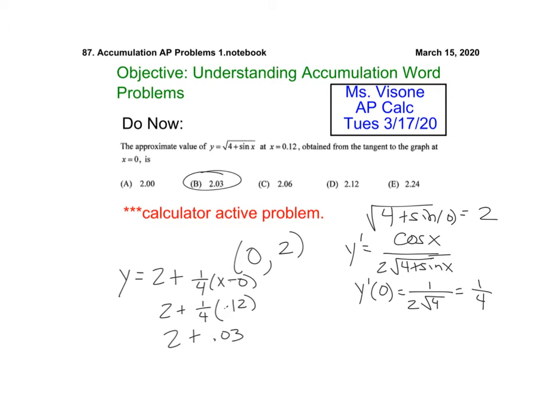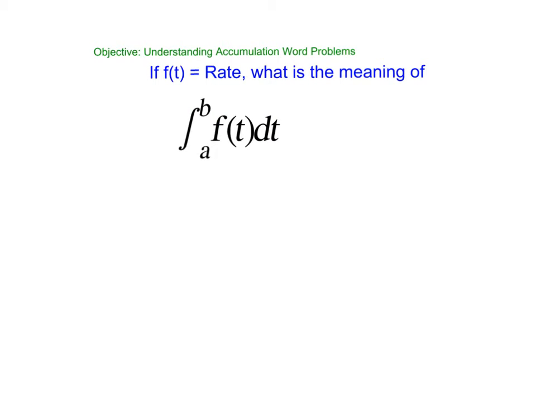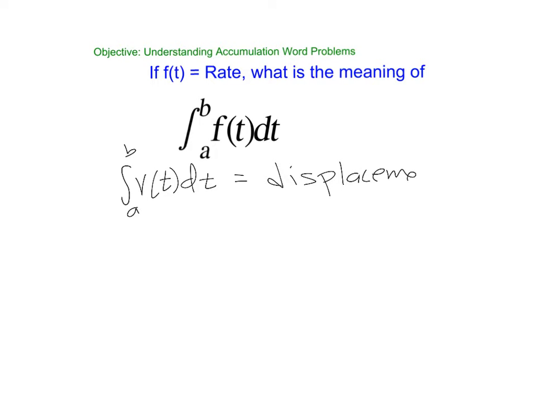All right, so accumulation. So this is accumulation. Think of this as like the basic of velocity. If you have a function and it's a rate, what's the meaning of it? So remember when we did velocity, when we integrate velocity over time from A to B, it's displacement. Right? We've talked about that. So the integral of a rate is just the change in the amount.